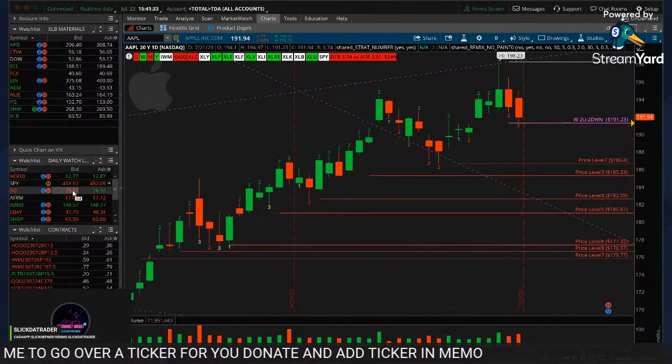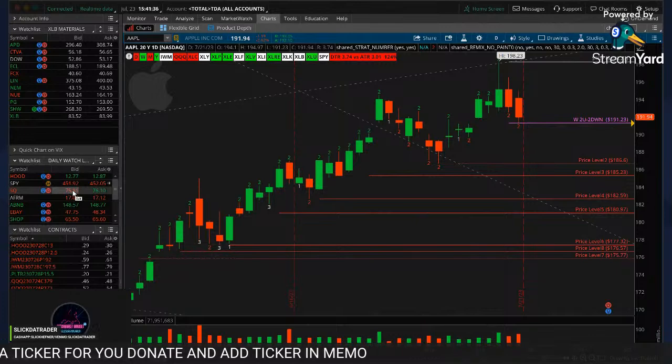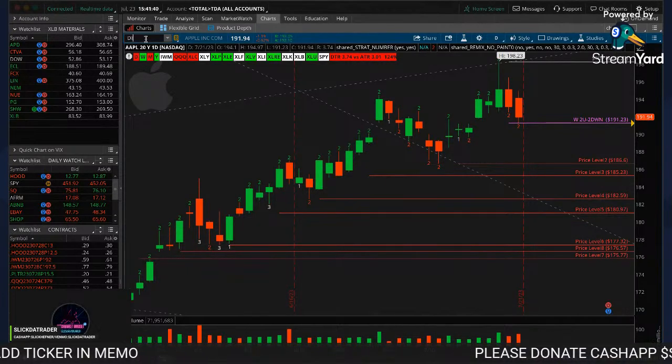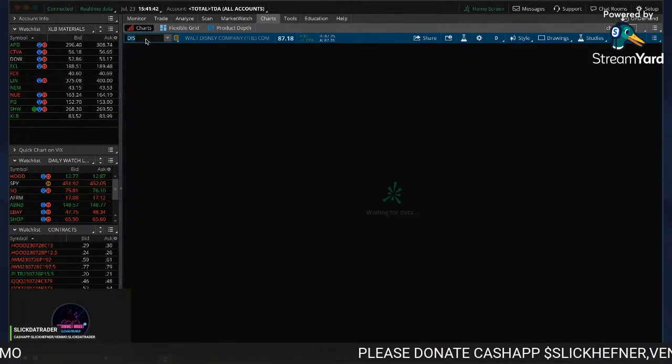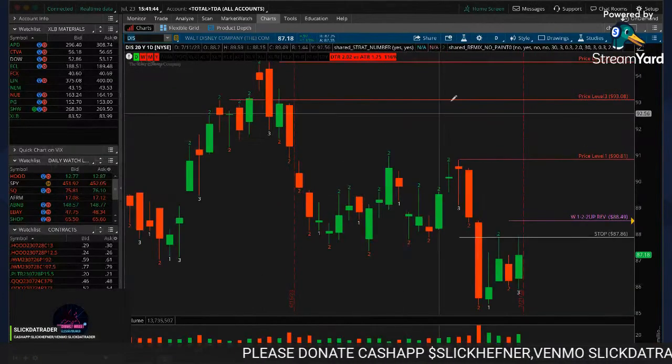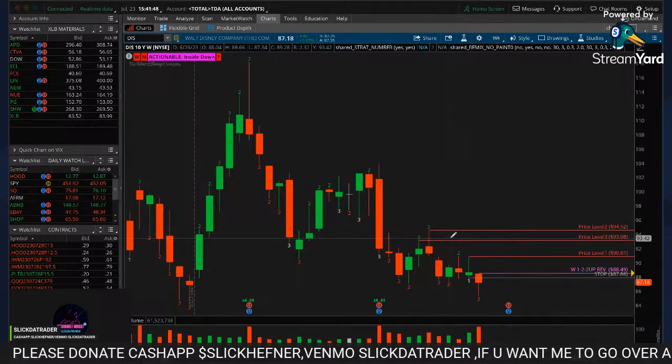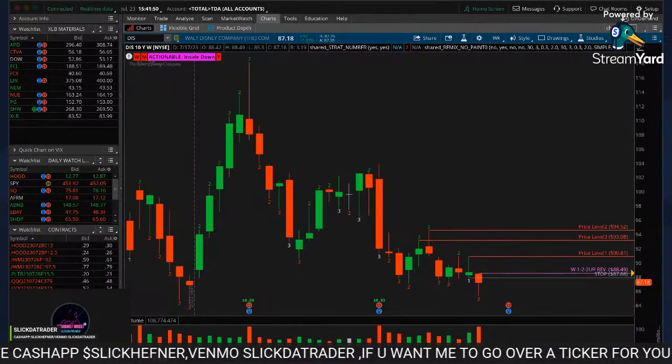My favorite setup right now is Disney. Disney is the one that looks the best. Obviously, Apple looks pretty good too. So it'd be Apple 1, Disney 2. Like I said, I'm liking Disney because of this hammer, this bullish hammer.